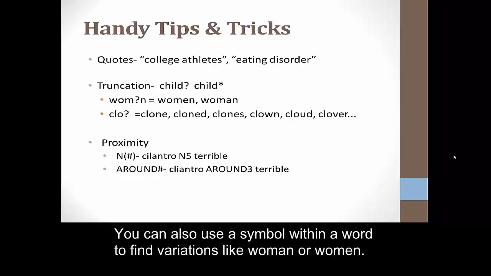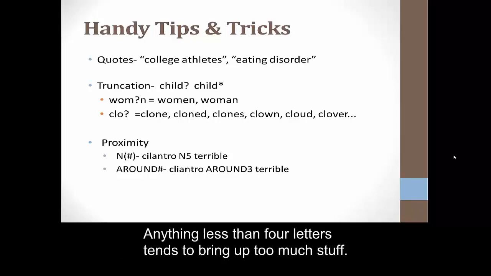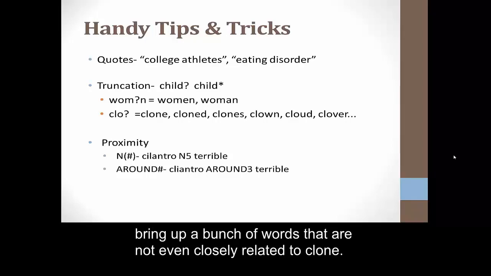You can also use a symbol within a word to find variations like woman or women. Just be careful not to over-truncate a word. Anything less than 4 letters tends to bring up too much stuff. So if you try to truncate clone to CLO with the truncation symbol, it's going to bring up a bunch of words that are not even closely related to clone.